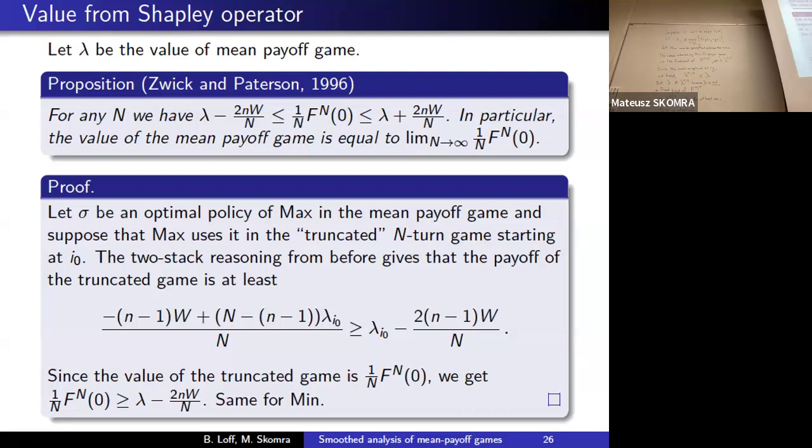However, you can still use the same kind of reasoning with two stacks. Max uses a policy, and now Min does something. So now you have your two stacks. Same argument. On the first stack, you have at most this thing. But what do you have on the second stack? On the second stack, you have cycles. On the first stack, you have at least this thing, because you have a stack of length n minus one with every edge having at least minus w.